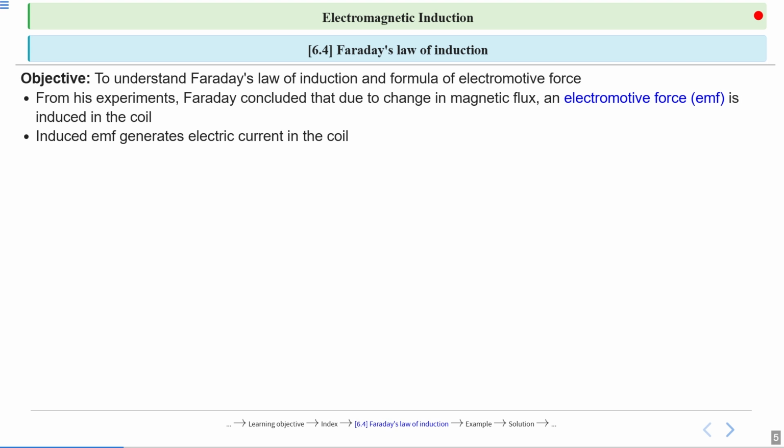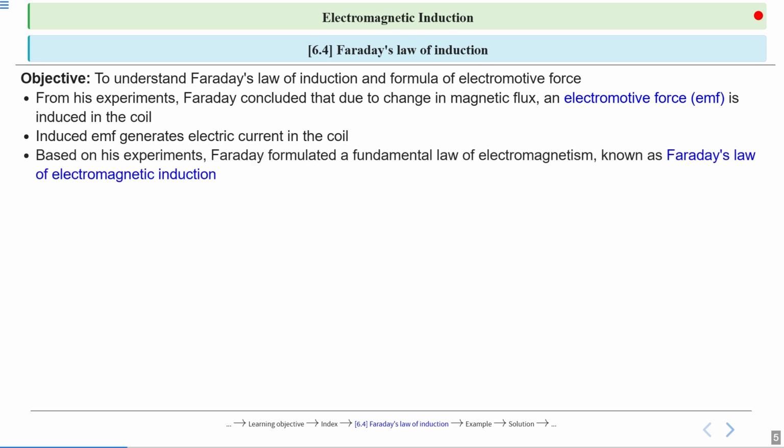So induced EMF generates electric current in the coil. So EMF is generated, due to which electric current is generated in the coil also. Based on his experiments, Faraday formulated a fundamental law of electromagnetism. So this is the fundamental law in electromagnetism, the first law based on the observation of Faraday and Henry, which is known as Faraday's law of induction, or Faraday's law of electromagnetic induction.